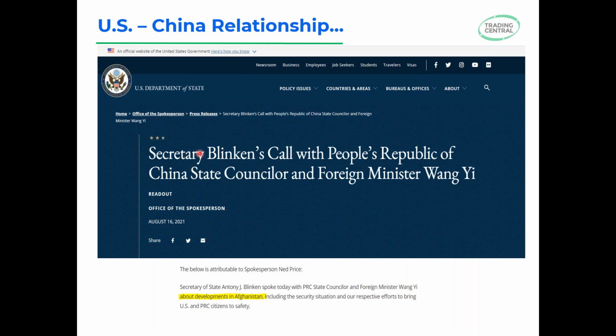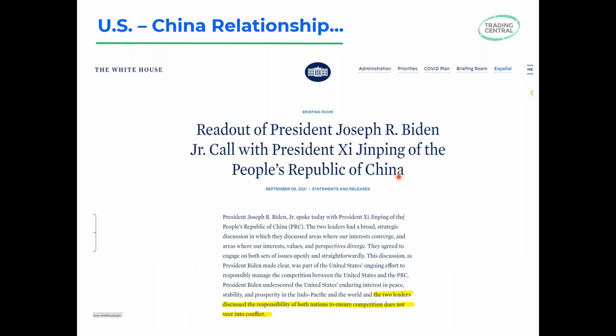US Secretary of State Blinken had a call with the Chinese foreign minister, and it gave me some optimism. Hey, they are cooperating on some issue. I turned quite optimistic at that moment. And the next one also encouraged me.